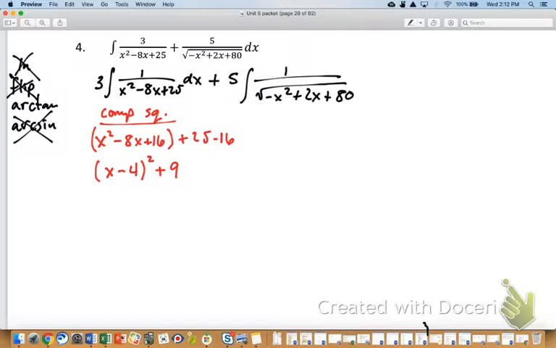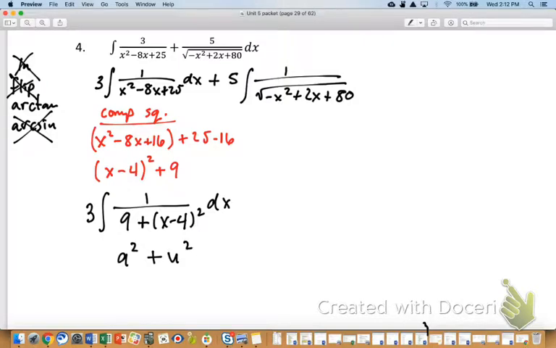This is actually going to look much nicer on the whole arctan thing. Check it out. The antiderivative of 1 over a squared plus u squared. Do you see it? So what's your a going to be? And what's your u prime? 1. That's correct. Your u prime, because the u is x minus 4, isn't it? So the u prime has to be 1, and the a has to be 3. So the numerator would have to be 3.